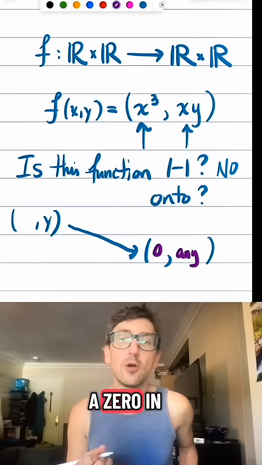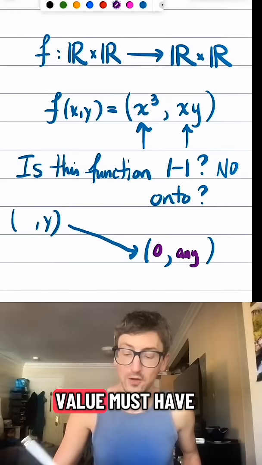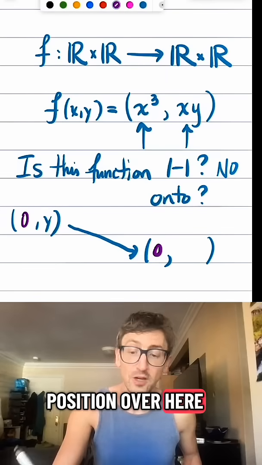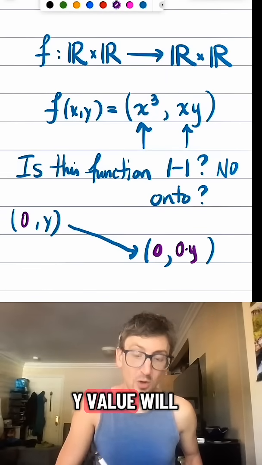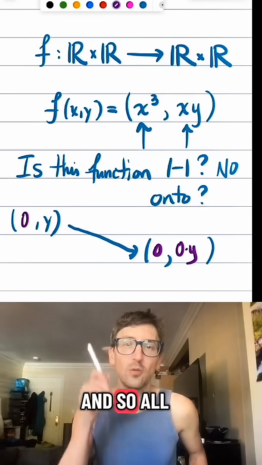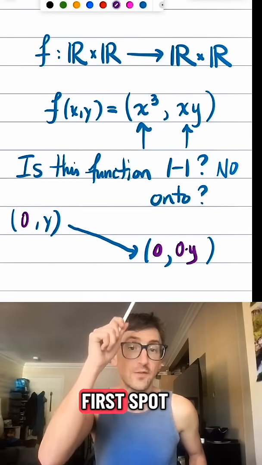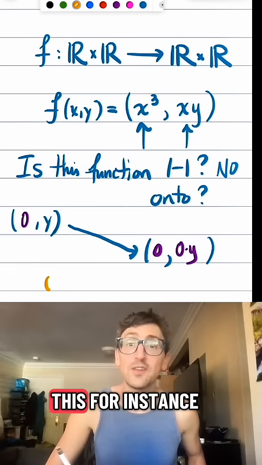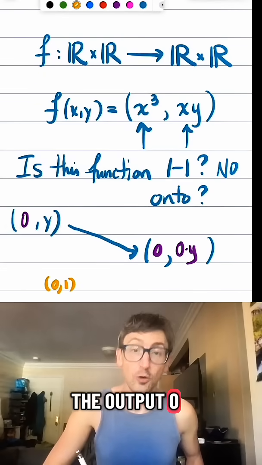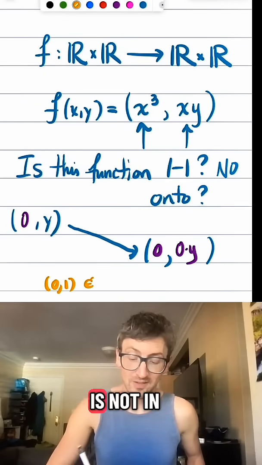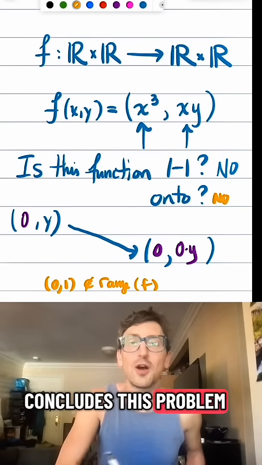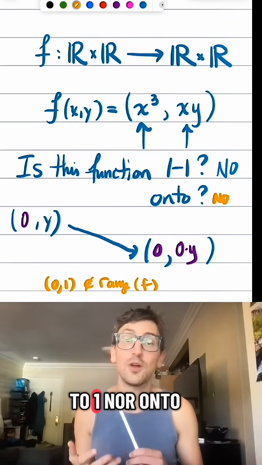If we have a 0 in our first spot, then the x value must have to be 0 as well. But now, this position over here, 0 times the y value, will always be 0. And so all of our outputs that have a 0 in the first spot have to also have an output of 0 in the second spot. This, for instance, tells us that the output 0, 1 is never achieved, and so this is not in the range of our function. And so that concludes this problem. We see that it's neither one-to-one nor onto.